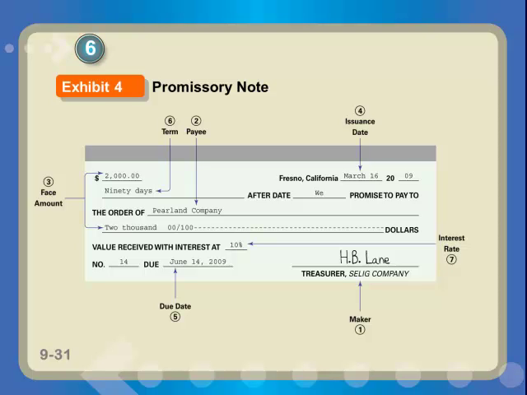Anyhow, they show an example of a promissory note. Usually they're not this size. It's a whole page, a regular sheet of paper. But it will have all these aspects on it, okay? All the things that we just defined: issuance date, interest rate, maker, payee, all those things.